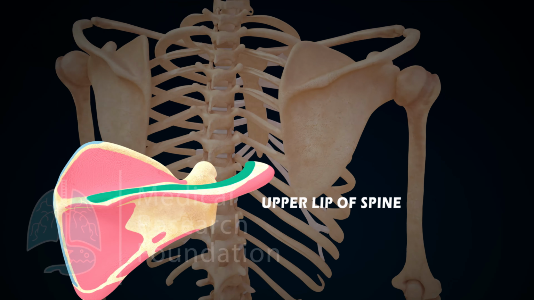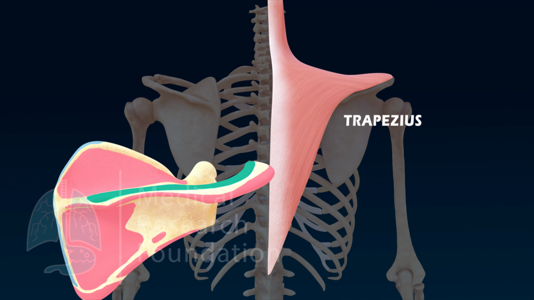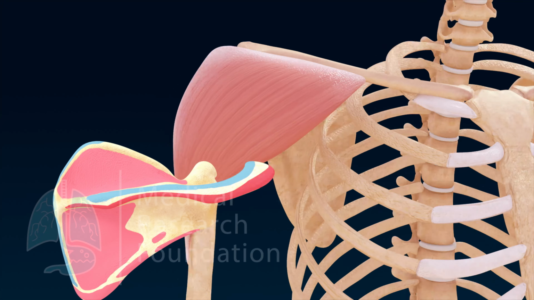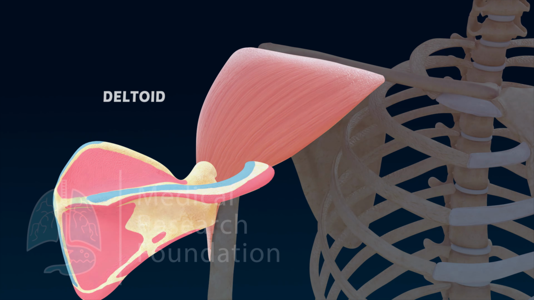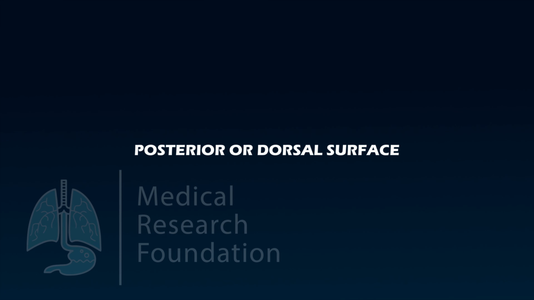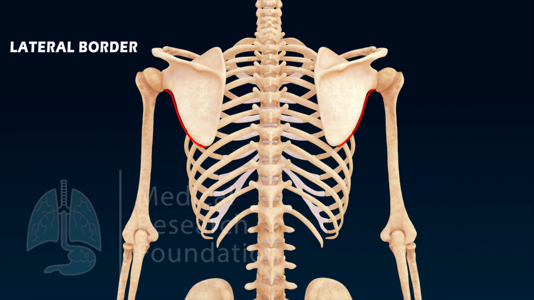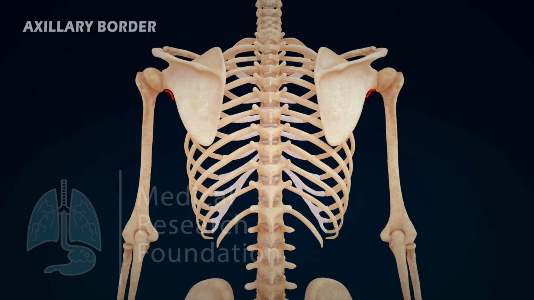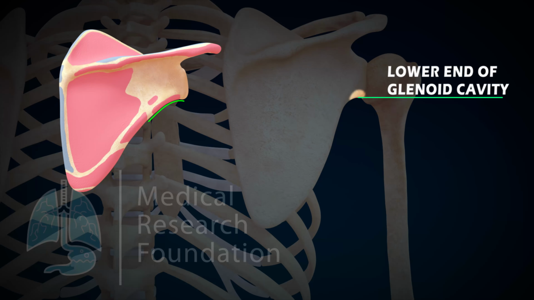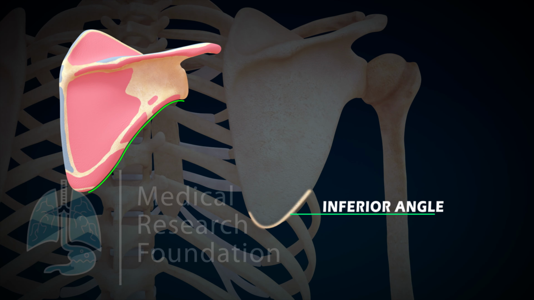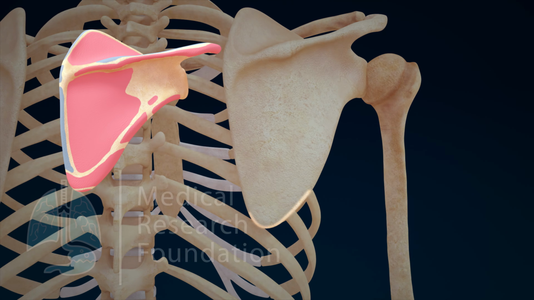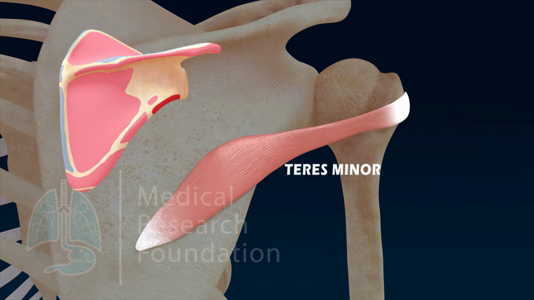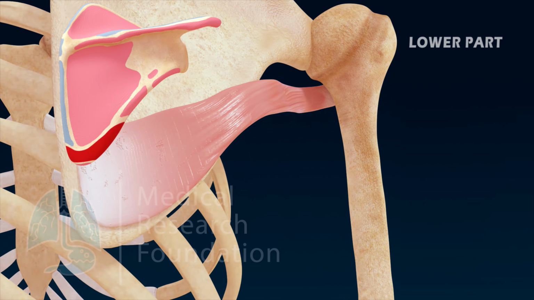It gives attachment to supraspinatus muscle. Upper lip of spine gives attachment to trapezius. Lower lip of the spine gives origin to deltoid. Lateral border, also called axillary border, extends from lower end of glenoid cavity to inferior angle. Muscles attached on the upper part of lateral border are teres minor, and in the lower part teres major.